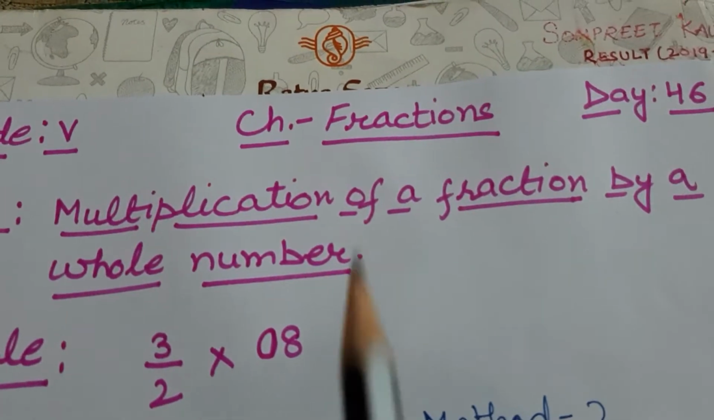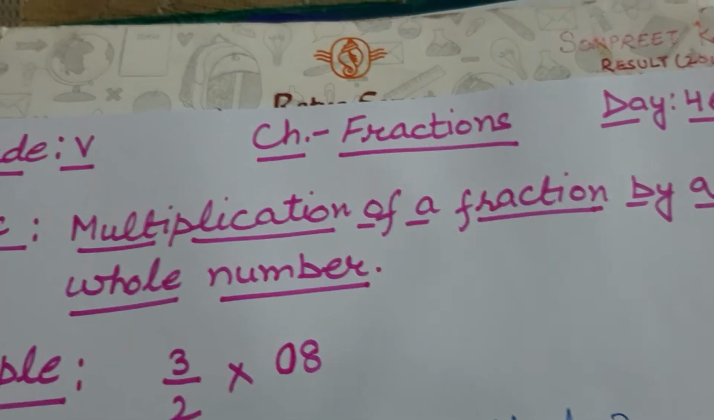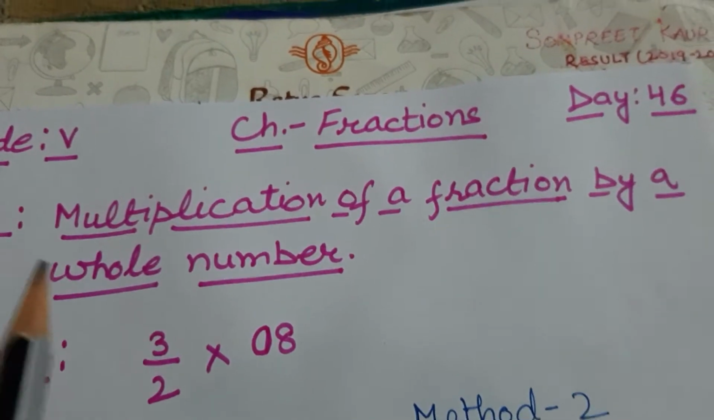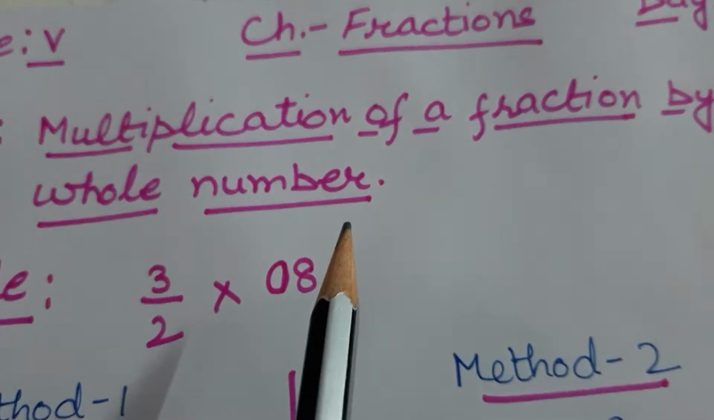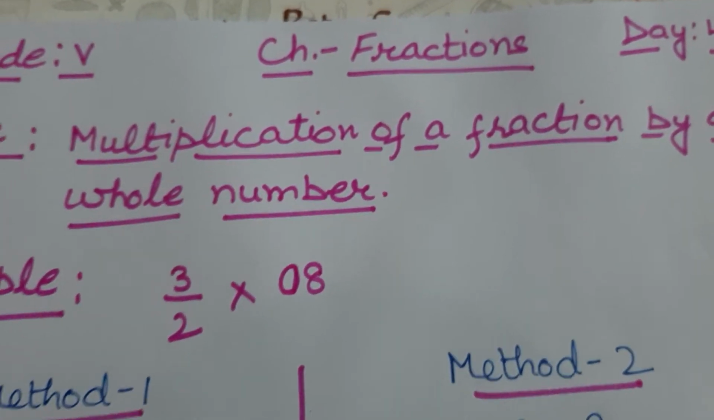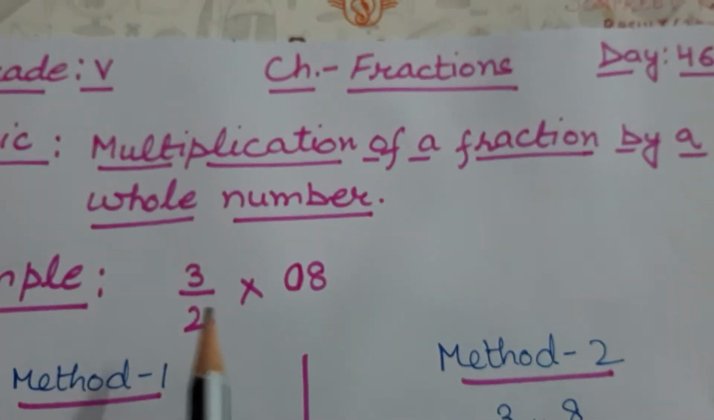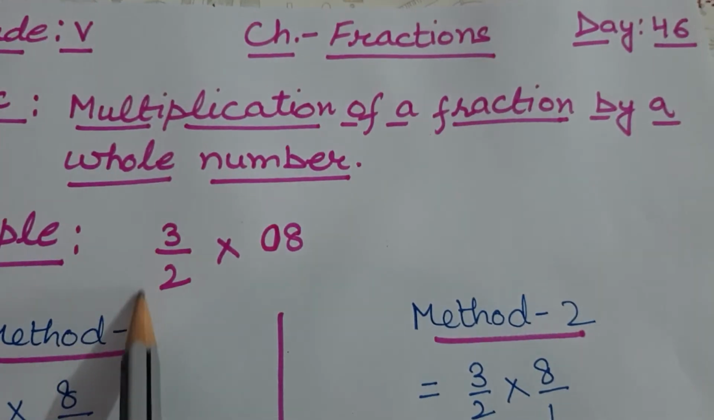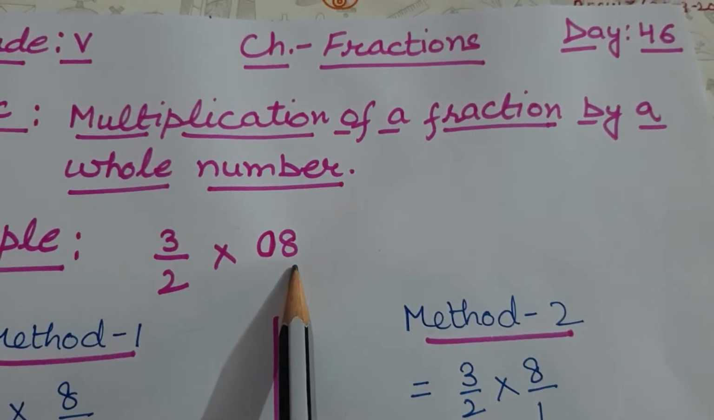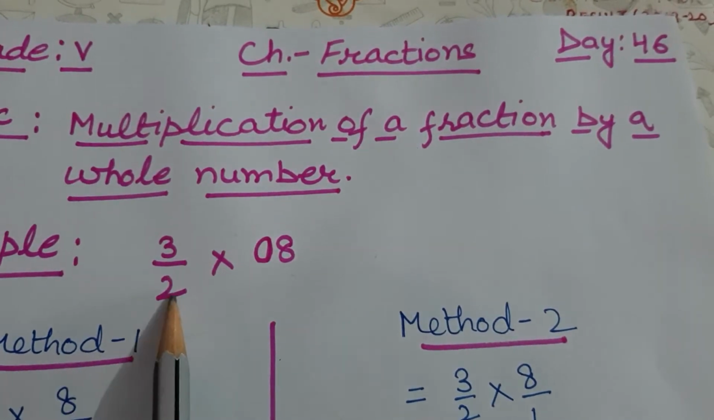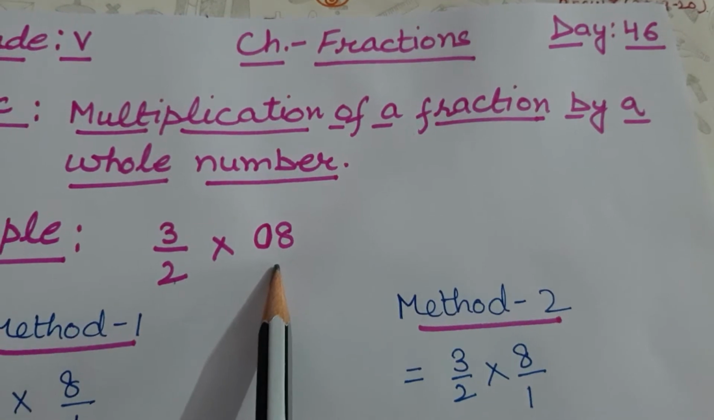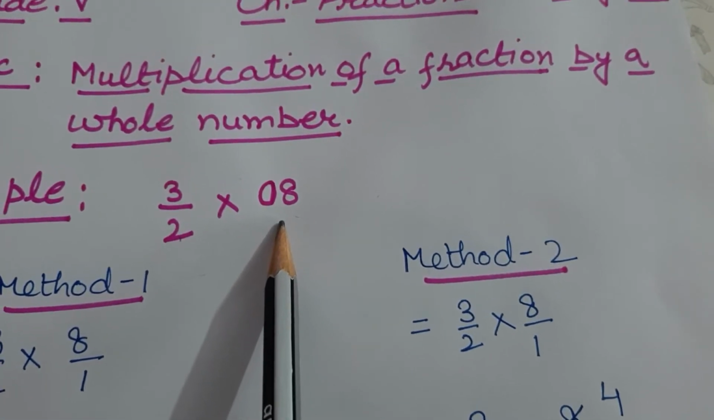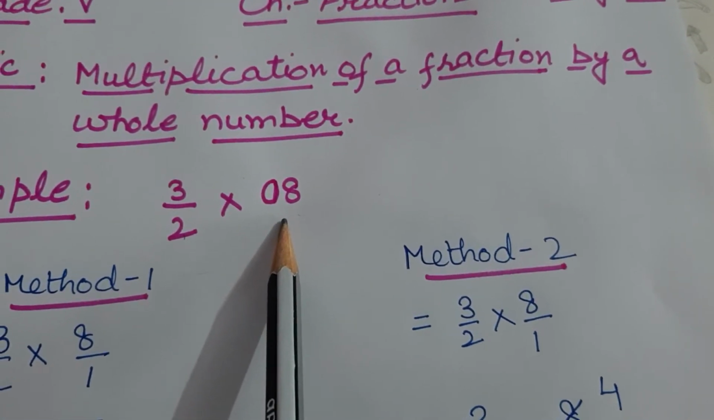So students, as you know, we are doing the fraction chapter. Today our topic is multiplication of a fraction by a whole number. Okay, so I'm taking one example of multiplication of a fraction by a whole number. First is a fraction and the second one is a whole number. There are two methods to solve this sum.